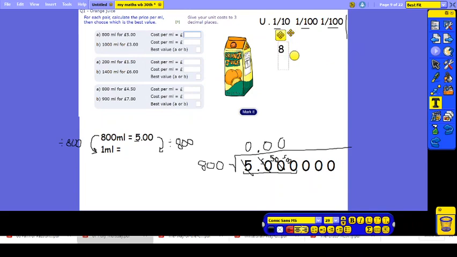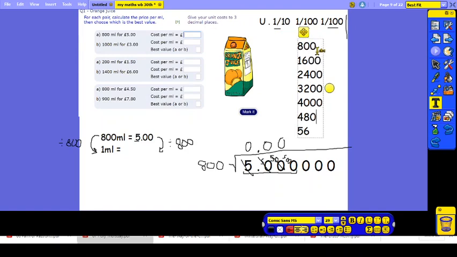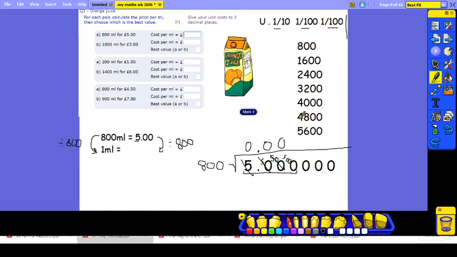So 8, 16, 24, 32, 40, 48, and 56, but I know that's obviously too big for 5,000 because now I'm going to make them all 100 times bigger, because I'm counting my 800s, not my 8s. So I'm going into 5,000. I can see that this is the closest I can get, so it goes in 1, 2, 3, 4, 5, 6 times.